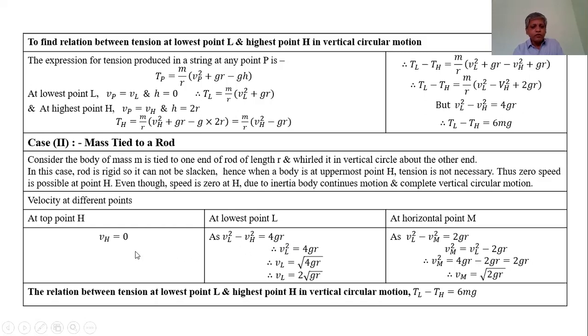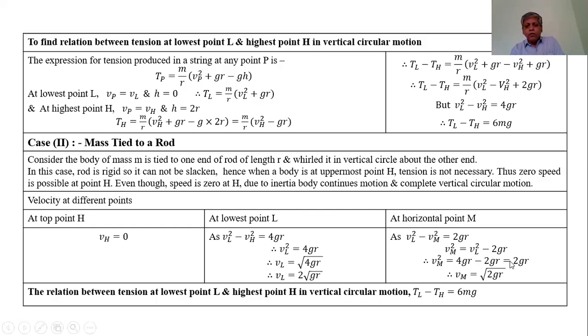But here VH is equal to 0. Therefore VH square is equal to 0. Therefore VL square minus VH square is equal to 4 times GR, so VL square is equal to 4 times GR, and therefore VL is equal to square root of 4 times GR, and therefore VL is equal to 2 times square root of GR. This is the minimum speed required at the lowest position, in this case when the mass is tied to a rigid rod.